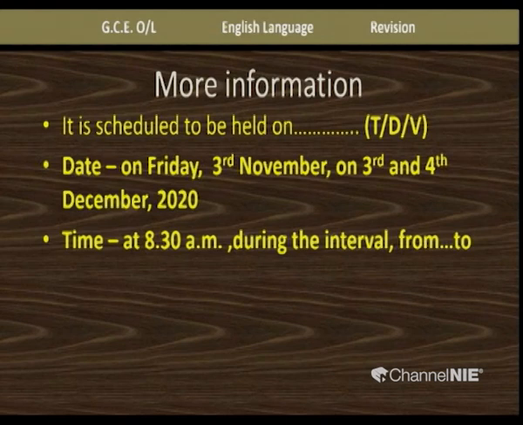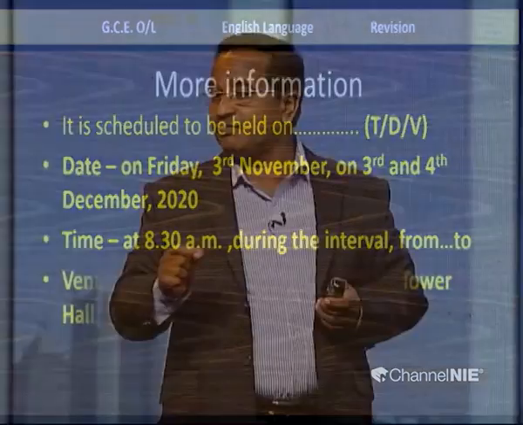When you mention the time, you can say at 8:30 a.m. or at 1:30 p.m. or after school during the interval from 1:30 p.m. to 3:30 p.m. You can mention the time in one of those ways. Then the venue, maybe in the main hall, in the playground, in the auditorium, you can mention the venue.